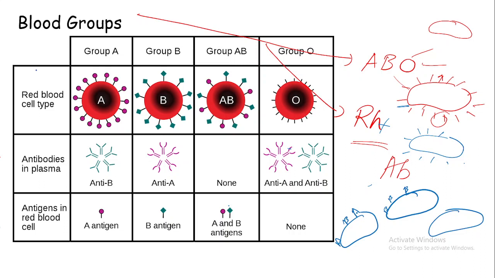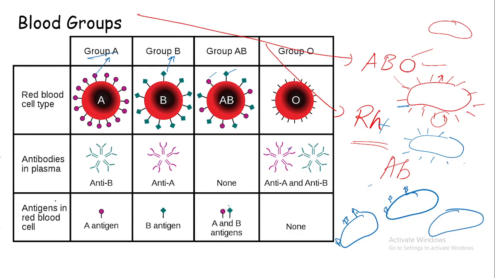Just have a look at this tabular column here. When a person belongs to blood group A, he has A antigens on his RBC. When a person belongs to blood group B, he has B antigens on his RBC's surface. When a person belongs to AB blood group, he has both A and B antigens. A person with O blood group has no antigens.